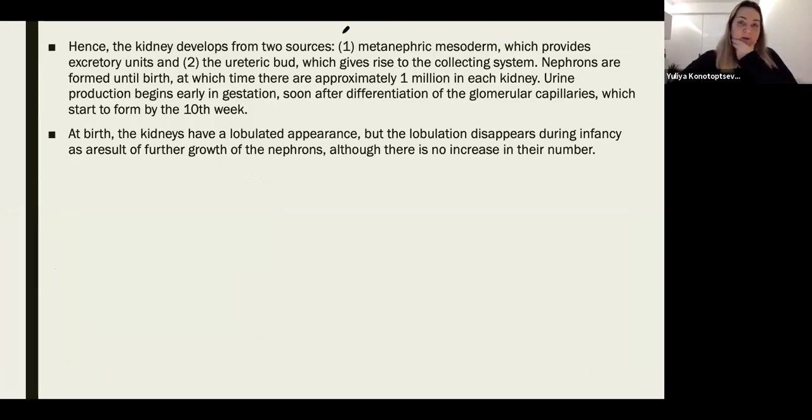Okay, we talked about it, right? So the kidney develops from two sources technically. And you start the urine production in the 10th week. So from the metanephros, the true production begins.